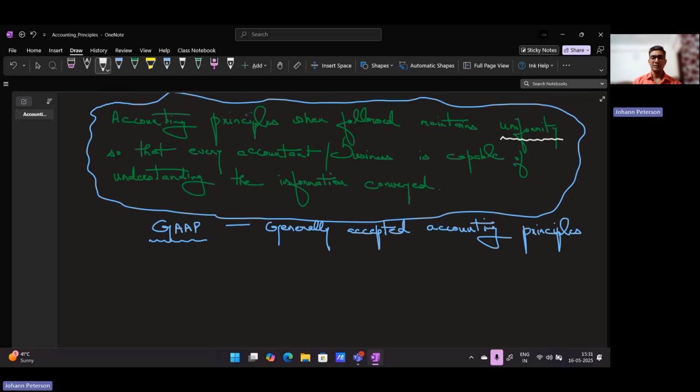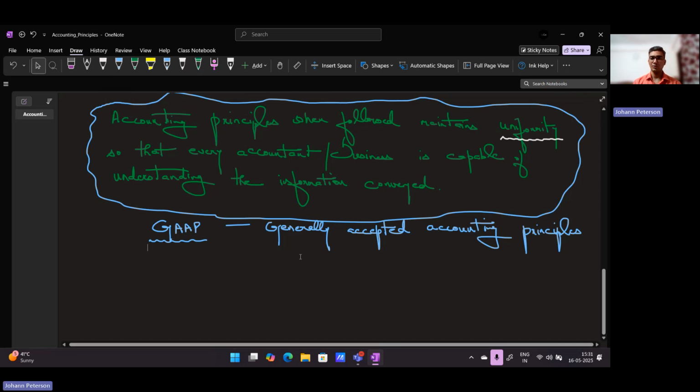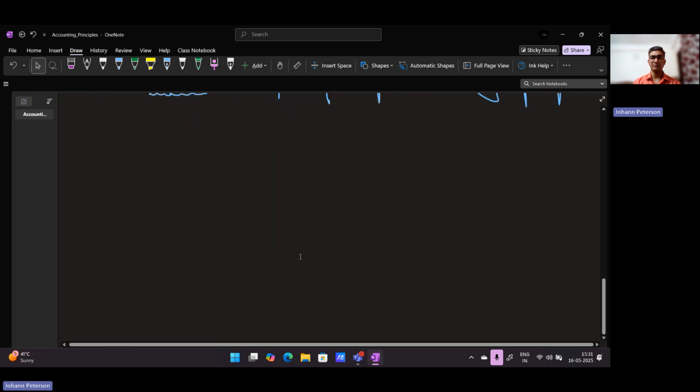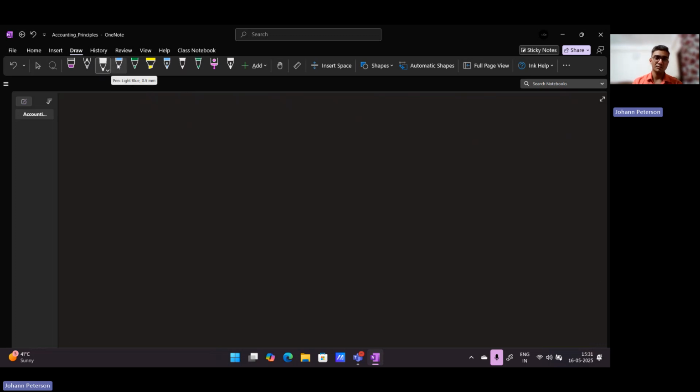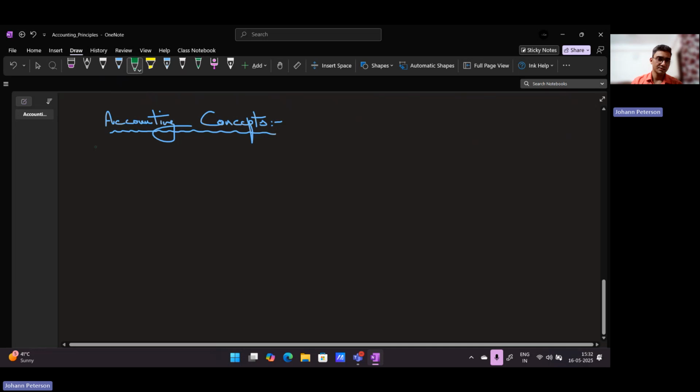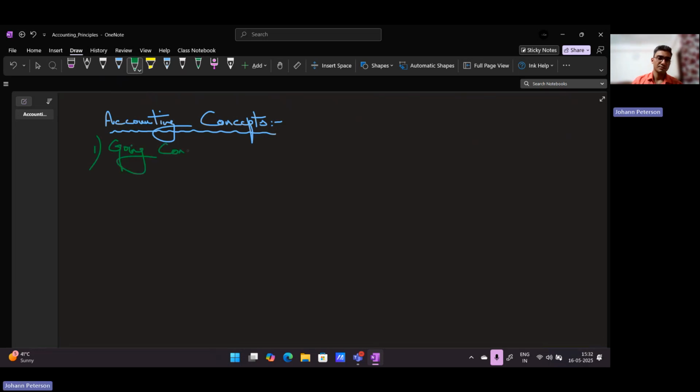Now let's talk about what these principles are and what we start from. What principles must everyone follow? Or what concepts? Basically, you call these some concepts which are supposed to be followed by every accountant by default. So, accounting concepts. Now we have three accounting concepts. The first is going concern.